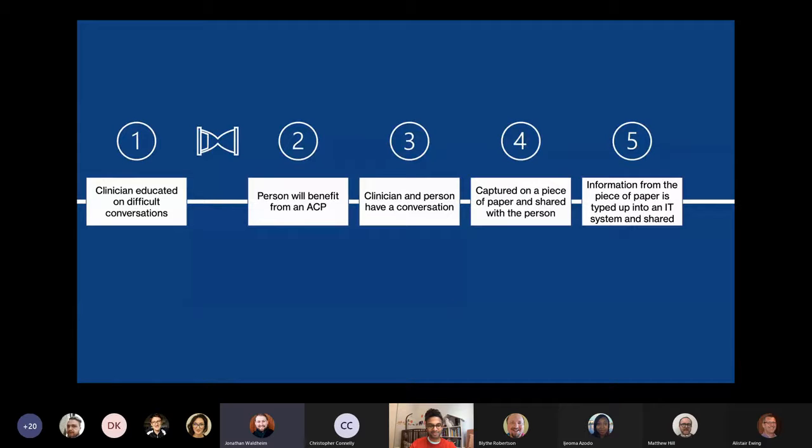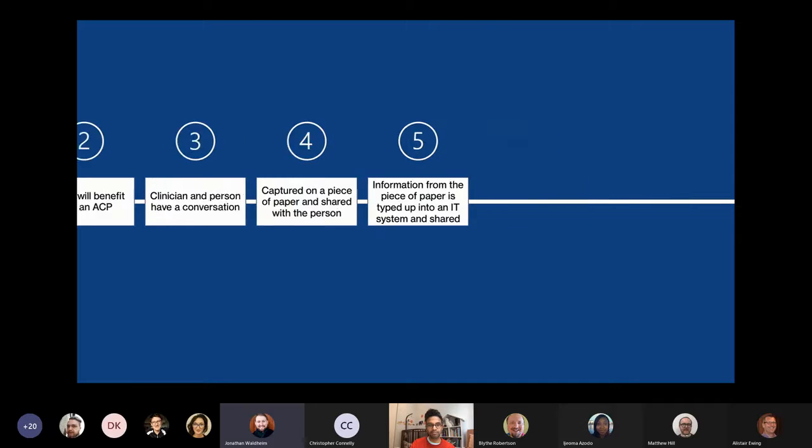The current model for this kind of interaction looks a little bit like this. A clinician is educated on how to have difficult conversations. A certain passage of time happens until they encounter a person who would benefit from an anticipatory care plan. This person and the clinician sit down with family where appropriate and have a conversation, or multiple conversations depending on the situation. The information is then captured on a piece of paper and shared with the person, and then later on it's transcribed into an IT system to be shared with the rest of the health and care ecosystem.